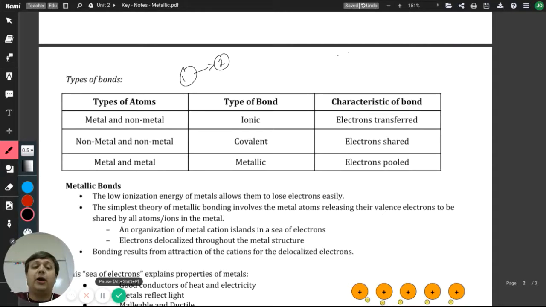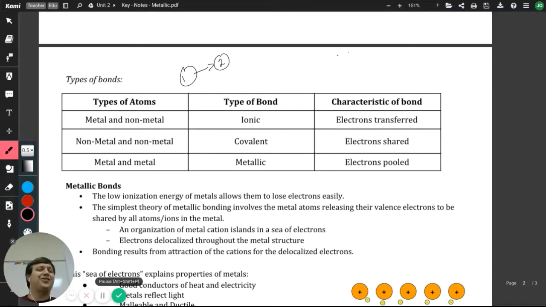Now, if I'm talking about covalent, that's going to form between our nonmetals. We've got a nonmetal bonded with another nonmetal. And this is when our electrons are actually going to be shared between one another. So you'll see a carbon bonded to a nitrogen. Those electrons are kind of sitting directly in between them.